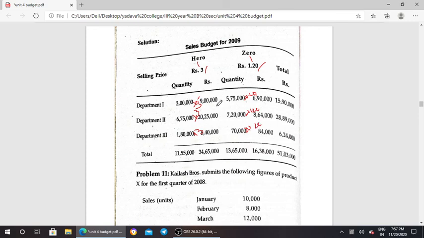So you will be getting these answers: 9 lakhs, 20 lakh 25,000, 5 lakh 40,000, 6 lakh 90,000, 8 lakh 64,000, 84,000. When we add these two, for department 1 they will have 15 lakh 90, department 2 28 lakh 89,000, department 3 6 lakh 24,000. So the total of their sales is 51 lakh 3,000 rupees, their sales budget for the year 2009.